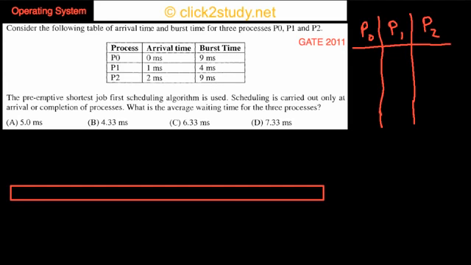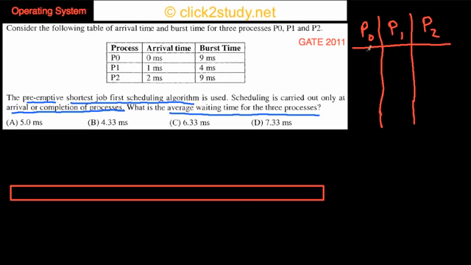And then what is given is that you have to consider preemptive shortest job first scheduling algorithm. Okay, scheduling is carried out only at arrival or completion of processes. That is fine. What is the average waiting time for these processes? So you have to find the average waiting time for this process, meaning after they arrive, how long they spend waiting. Okay, that's what you have to find.